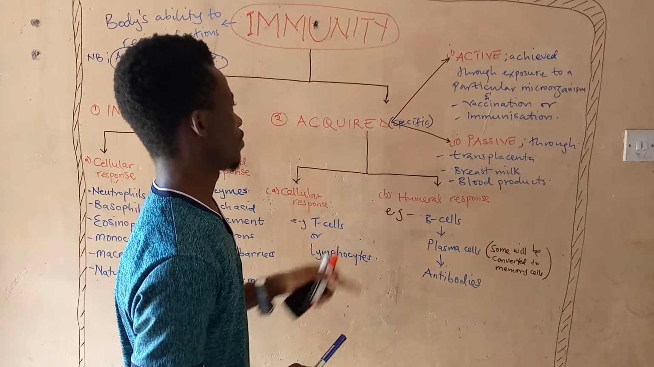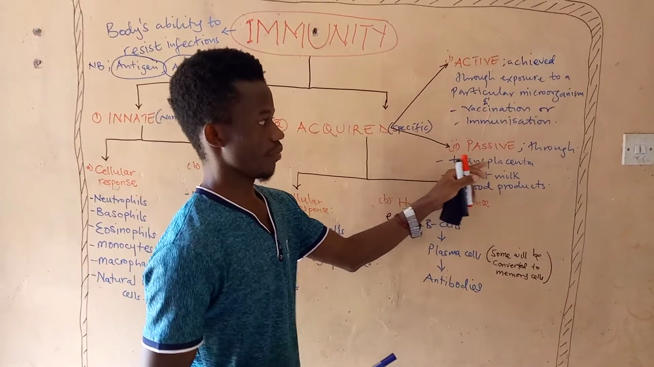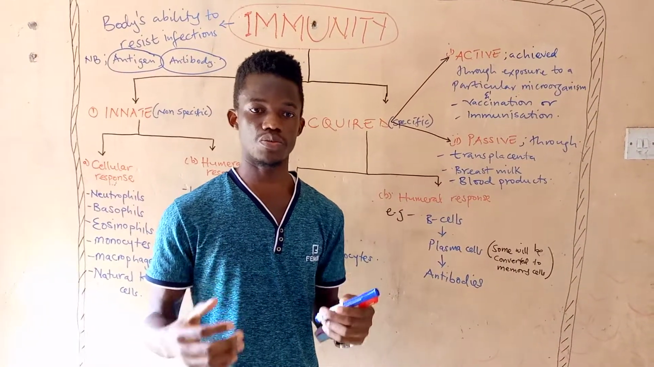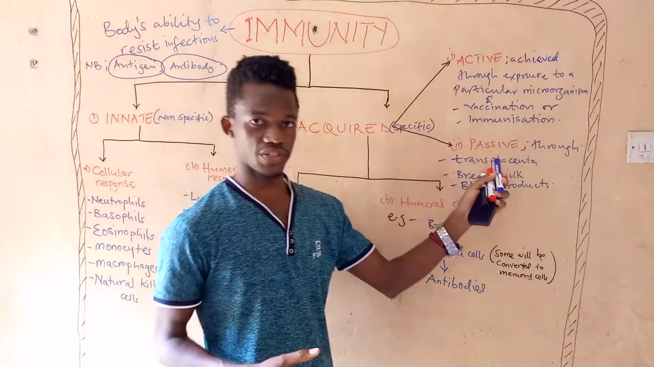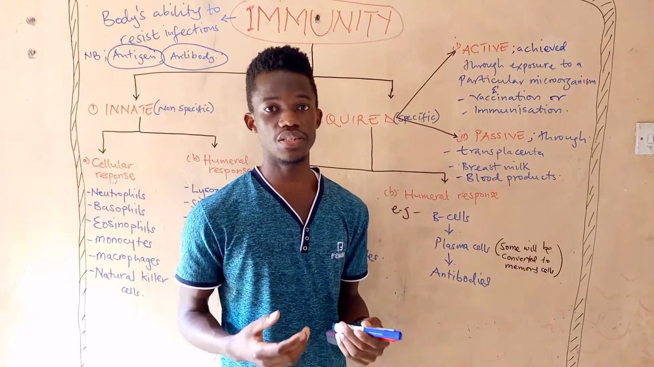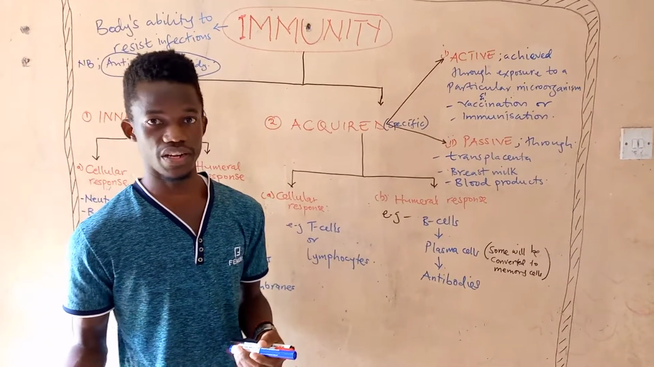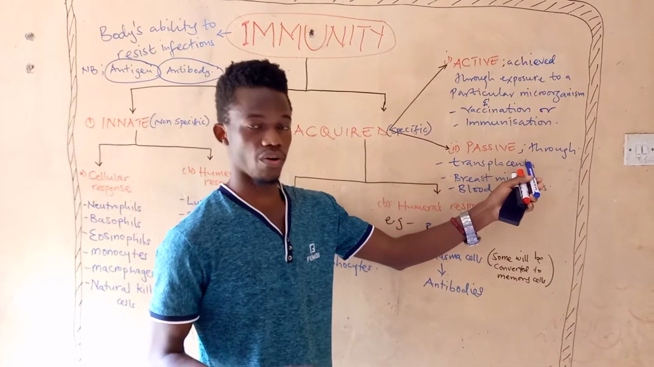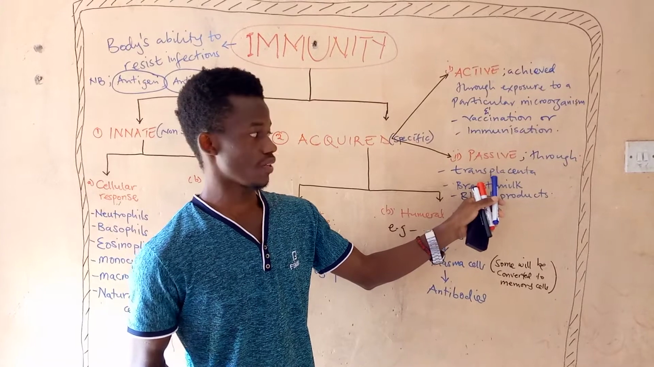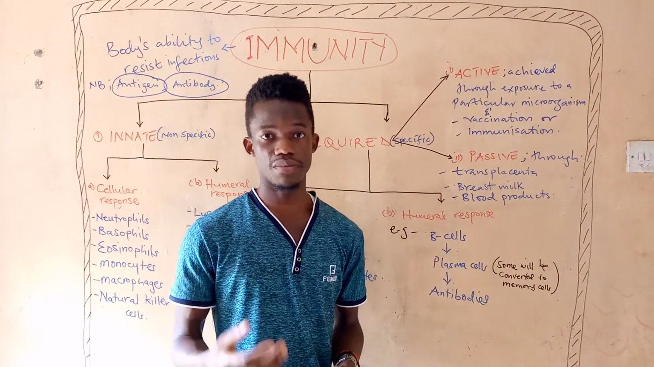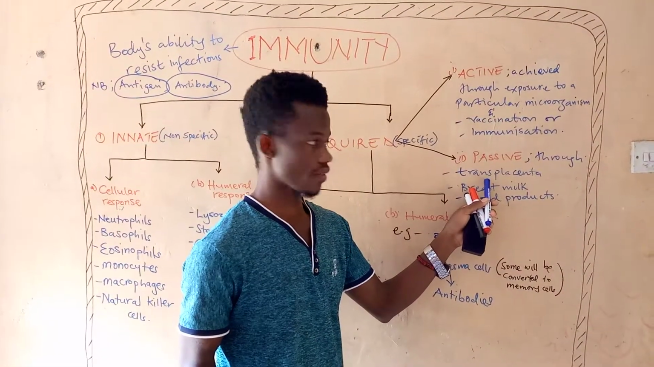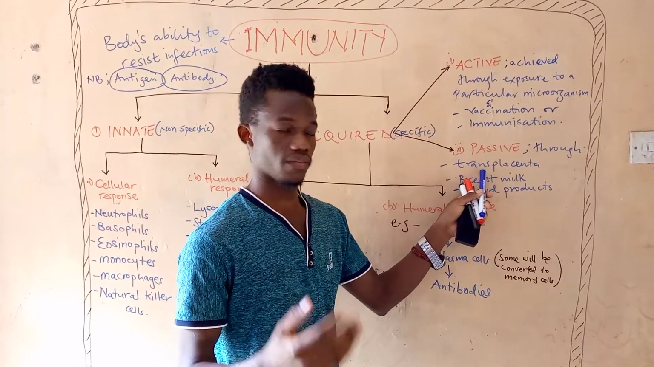Then when we come to passive acquired immunity, we can achieve this simply like the word passive. With active, the body itself is stimulated to produce antibodies. Now, when you talk about passive, it means you do not need to synthesize or manufacture the antibodies, but you get antibodies that are already made for you by someone else. That's why we say passive, already made antibodies are given to an individual. For example, we can have transplacental, that is before birth, antibodies crossing from the mother to the fetus or to the embryo.